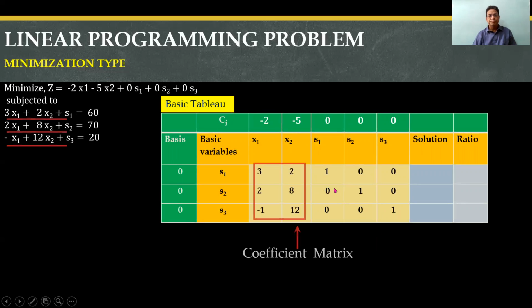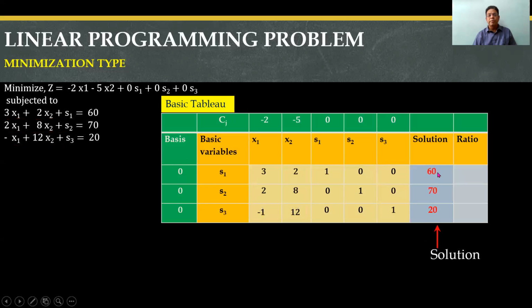Next comes the coefficient matrix. This coefficient matrix is obtained from here. 3, 2 will come in the first row. 2, 8 will come in the second row. -1, 12 will come in the third row. Now it's time for the solution column. The solution column is obtained from the right hand side of the equations, which were earlier constraints. And that is 60, 70, and 20 in the first, second, and third row respectively. This is the solution column.